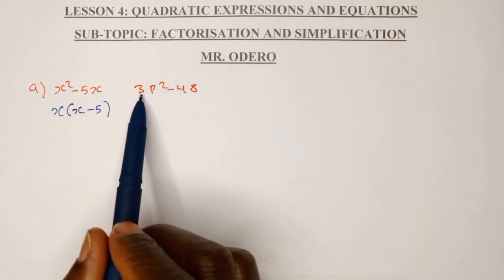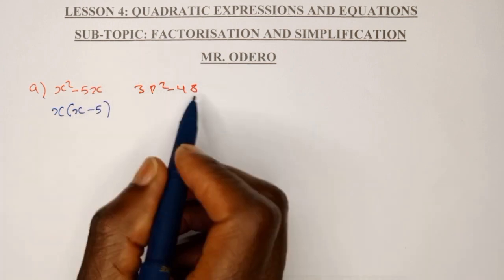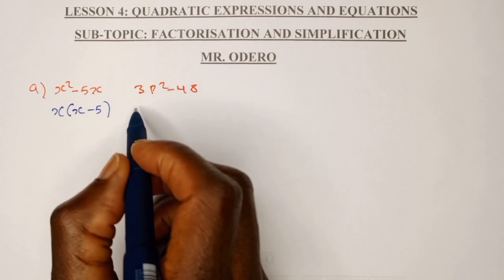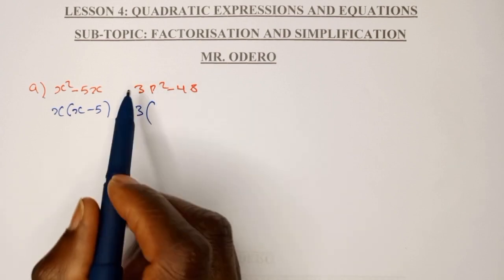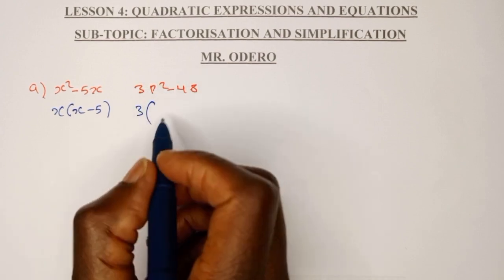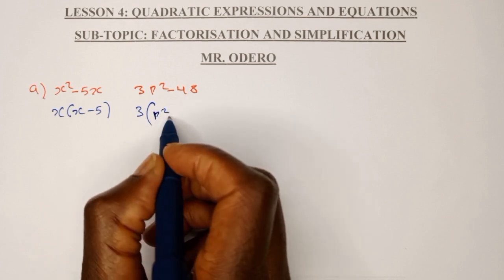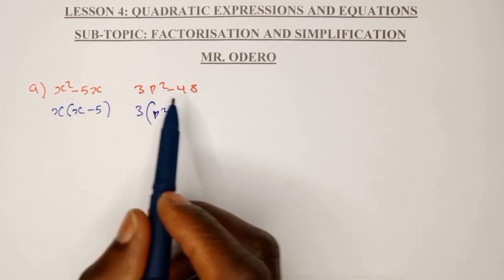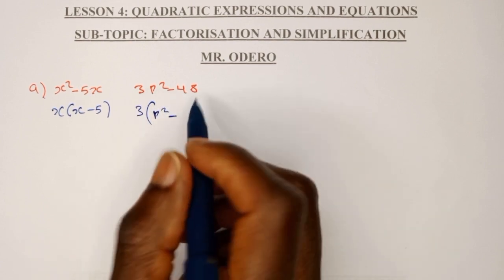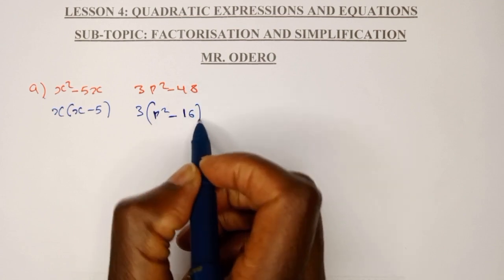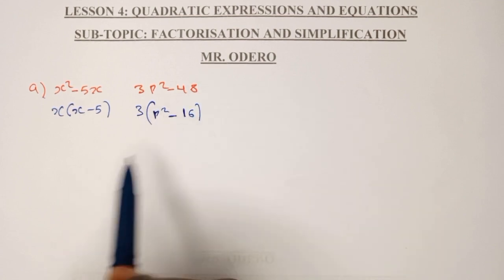I check what is common between these two. It is 3. Factor out 3. So 3 goes outside. 3 goes into 3p squared, it gives p squared. Minus, 3 goes into 48, 16. So inside you're going to have p squared minus 16.